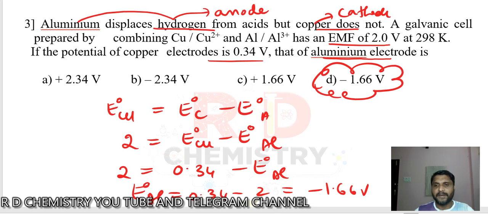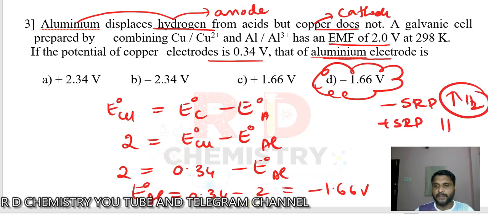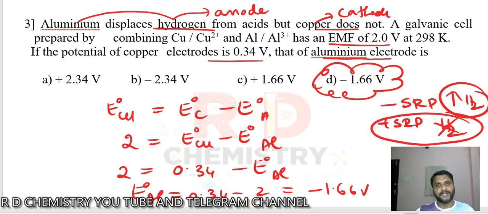Remember, any metal with a negative SRP value can liberate hydrogen gas. If it has a positive SRP value, it cannot liberate hydrogen gas. It is based on the electrochemical series. Clear?